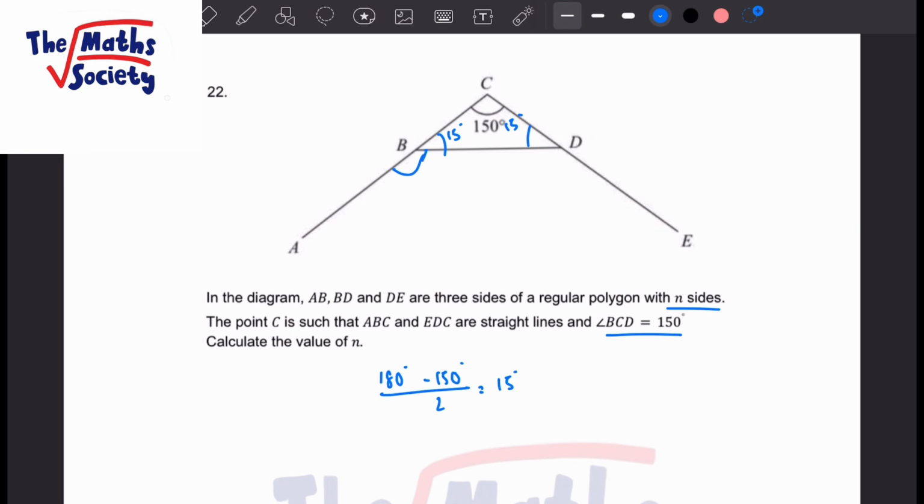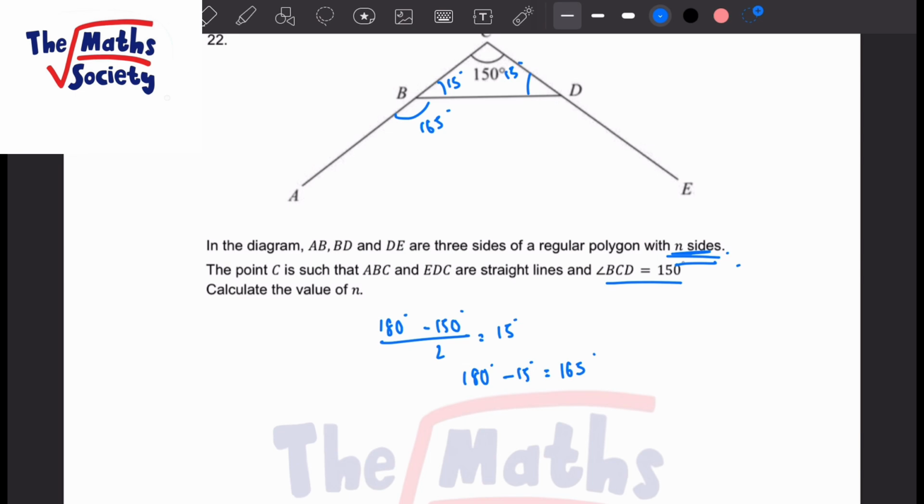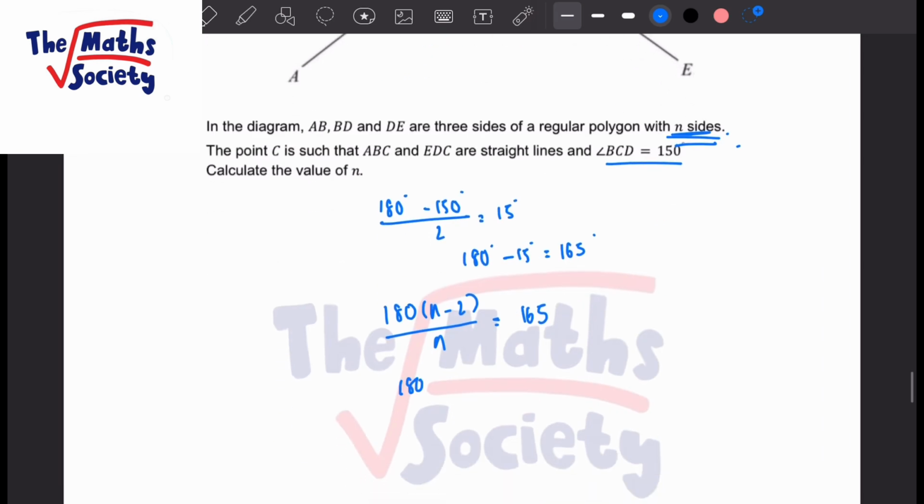And because it says that we need to find the value of n, which means how many sides there are, we need to find the angle of the polygon, which is going to be 180 degrees minus 15 degrees, which will give you 165 degrees. So now we want to know how many sides there are, so we can use the formula: 180(n minus 2) divided by n is equal to 165. 180n minus 360 equals 165n. So 15n is equal to 360, and n is equal to 24. Which means there are 24 sides.